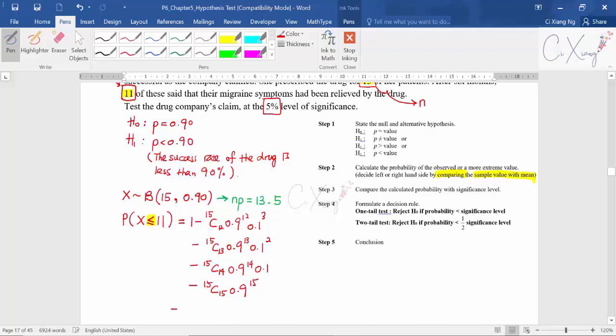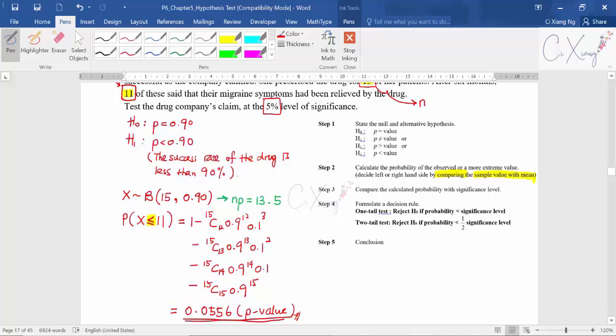After you calculate the probability here, you will get the probability 0.0556. And this is what we call the p-value. So for this p-value, we completed the second part, step number 2.